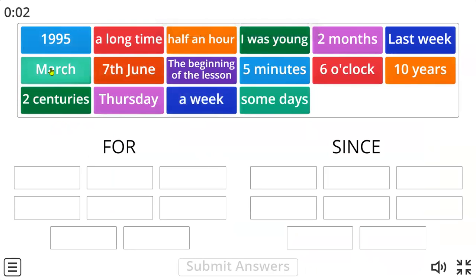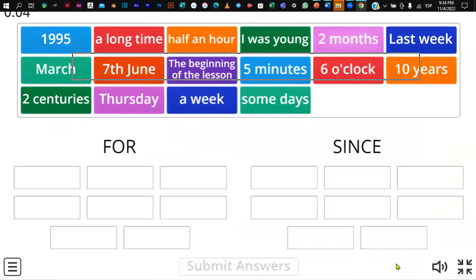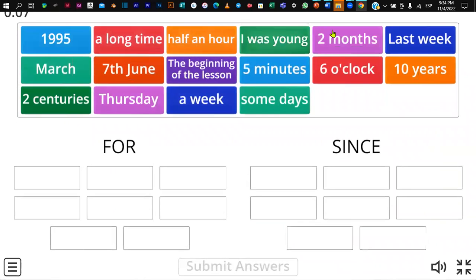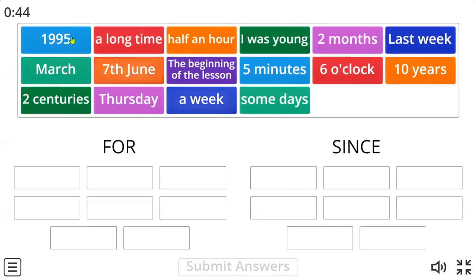Okay, the purpose of this exercise is that you can select the words and organize them on the correct side. Let's see. What is this year? 1995. Is it on this side or this side? Since. On this side. Time. Is it for or since? It's since. Okay, good. Since. I drag it.